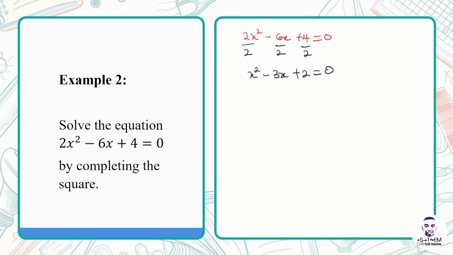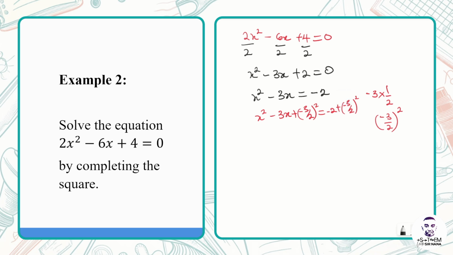Then we move the constant across the equal sign, so we get x squared minus 3x is equal to negative 2. Then we take the coefficient of x, which is negative 3, and multiply it by half, as we always do. It gives us negative 3 over 2. Then we square it and add what we get to both sides of the equation. So we get x squared minus 3x plus negative 3 over 2 all squared is equal to minus 2 plus negative 3 over 2 all squared.